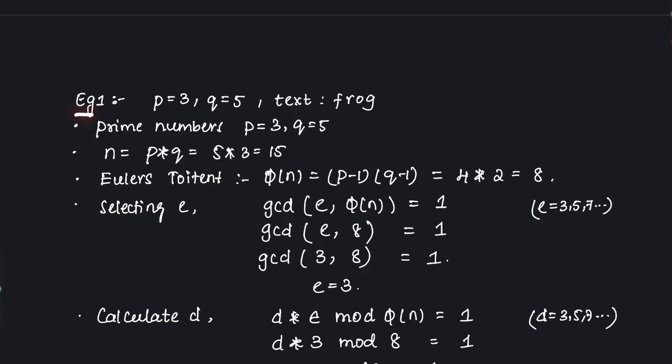So the first example is P is equal to 3 and Q is equal to 5, and the text is FROG. Either the text can be given or the length of the text can be specified here.